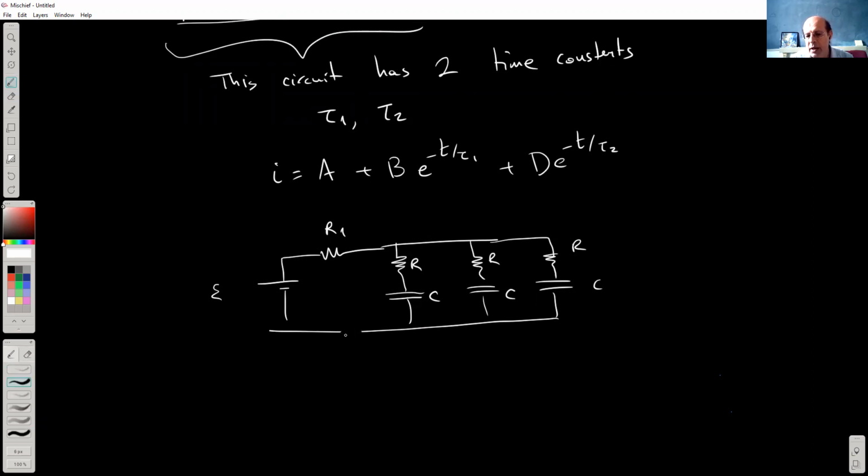But if it's a definite problem, like the charging of this one, like you close the switch at time t equals 0, and initially all of them were empty, then you just look at the circuit. In that case, by symmetry arguments, you can easily see that the current entering each of these branches is equal to I over 3. And so as a result, you can easily write down the circuit equation and solve this kind of a circuit.